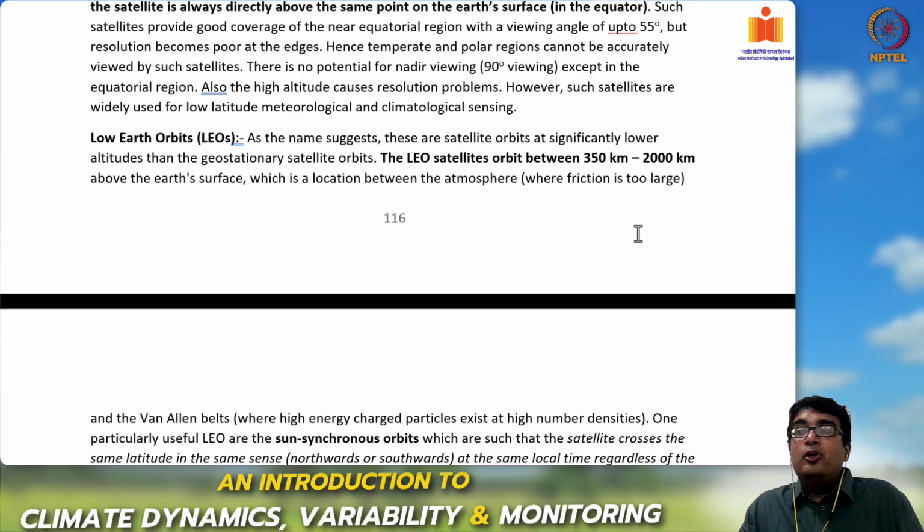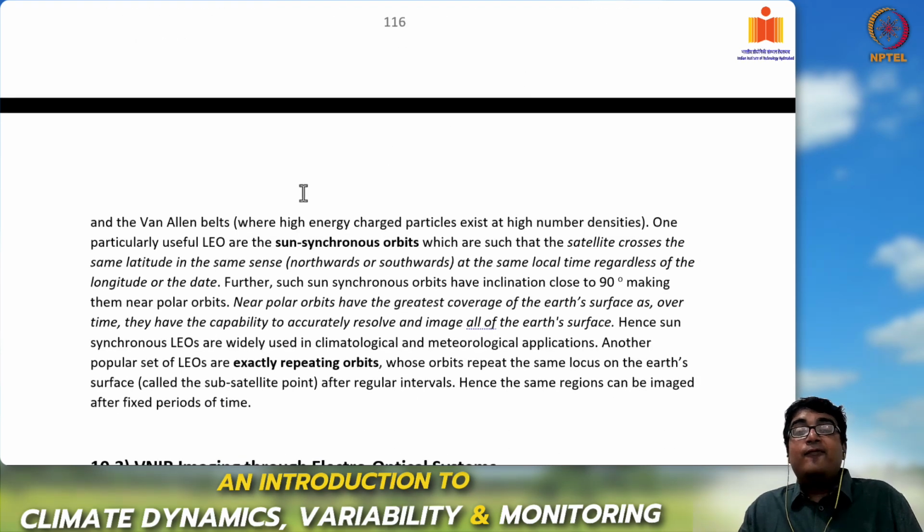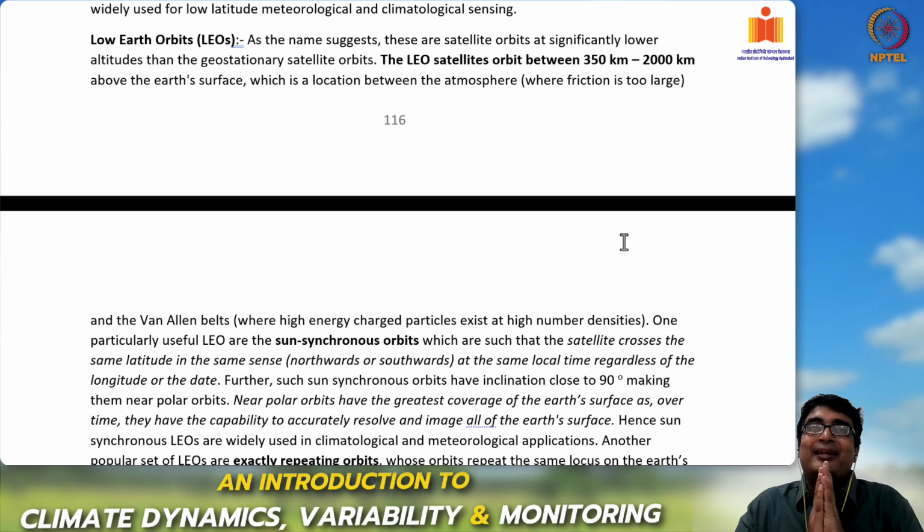This region of low Earth orbiting satellites lies between the top of the atmosphere, where frictional drag would be too large for satellites to be stable, and the Van Allen belt, where high energy charged particles exist at high number densities and can damage satellite detectors and the satellite itself. The Van Allen belt captures the energetic solar particles through the magnetic fields of the Earth. So in between, in the region of 350 to 2000 kilometers, these LEOs, low Earth orbiting satellites, operate.